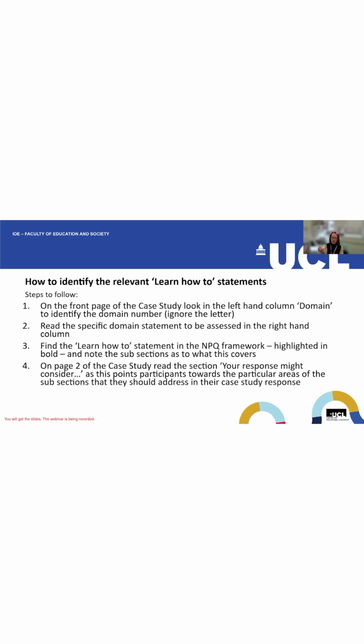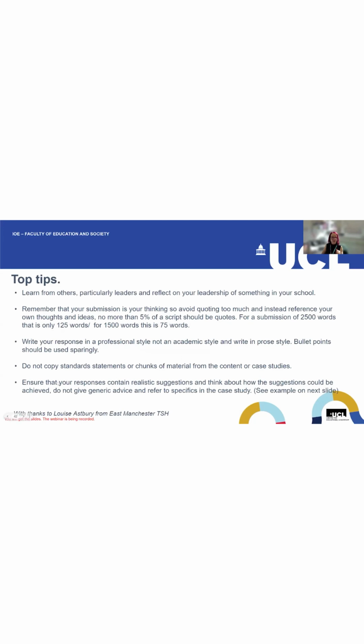Then also read the question and the bit that says your response must consider, because that might point you to specific subsections that you need to address. So the overall framework statement might say something about thinking about parents, colleagues and governors, let's say, but the actual case study question might just say focusing on parents. So you don't need to talk about governors and other stakeholders. So it might narrow it down even further for you.